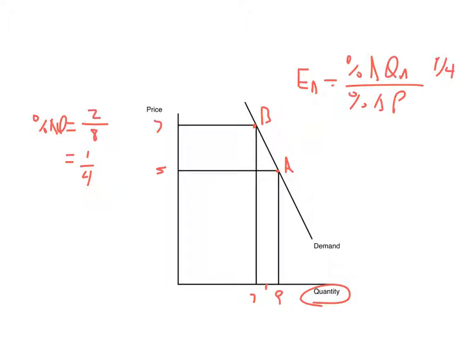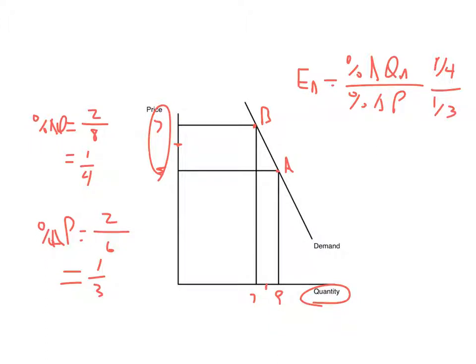We now move to the percent change in price. We see that price changes from 5 to 7, or 7 to 5, depending on which direction you want to look. So the percent change in price is the change in price, which is $2. Again, we divide that by the midpoint, or the average. 7 plus 5 is 12. 12 divided by 2 is 6. And so the percent change in price is 2/6, or 1/3. So percent change in price is 1/3.